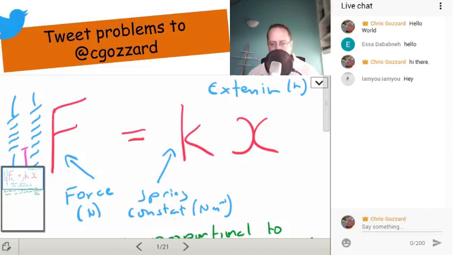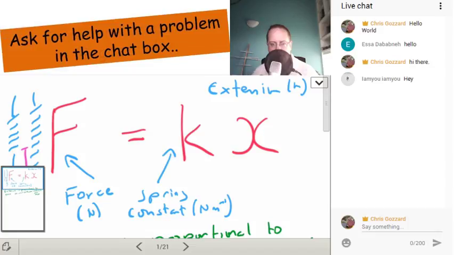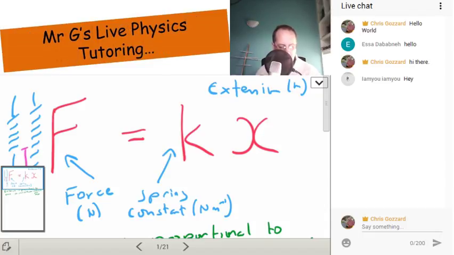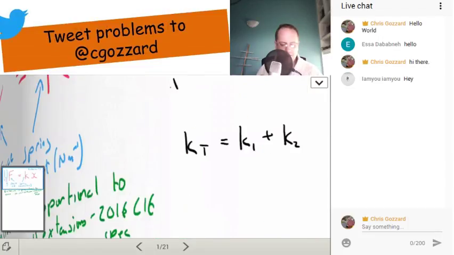Hooke's law: force in newtons is proportional to extension. And then you've got k here, which is the spring constant, which is in newtons per meter. Moving on though, that's kind of GCSE.